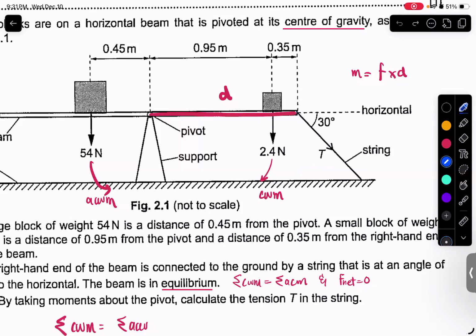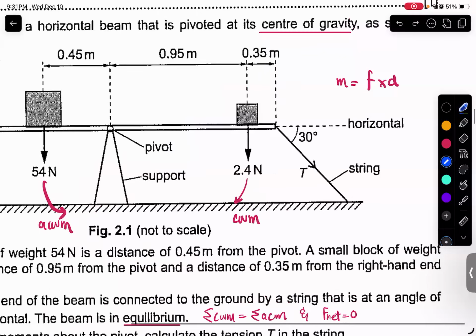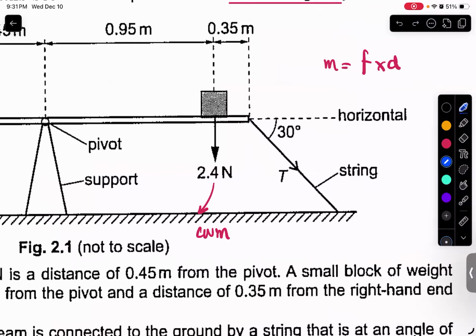Can you figure out the perpendicular component of the string? Yes, we can. You can break this apart into two components. If this is T, this is going to be T cos 30. Then in front of the angle, it's going to be T sin 30. Can I bring this over here? I absolutely can, so this is going to be T sin 30.